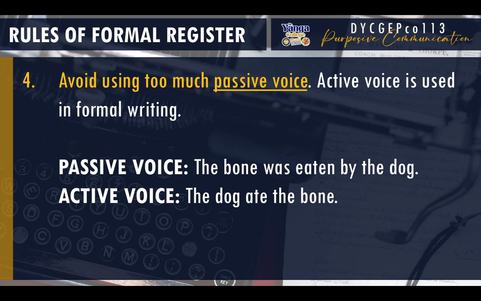And our subject in the active voice sentence here is the dog. The dog ate the bone. Yung aso yung gumawa ng kilos. Siya yung kumain. Okay? Yun lang yun. So, whenever you're using the formal register, use active voice instead of passive voice.